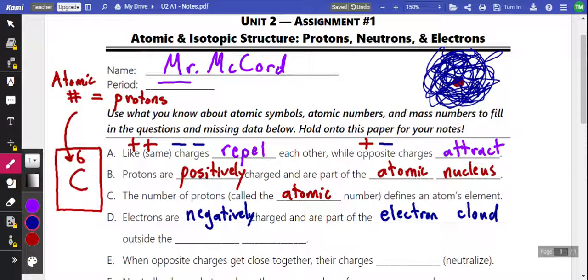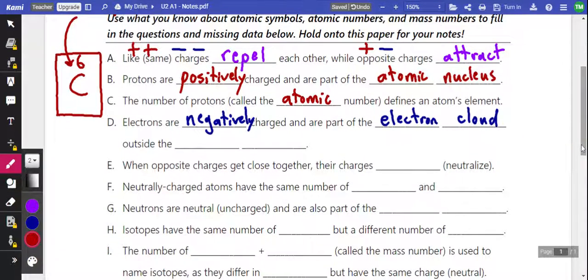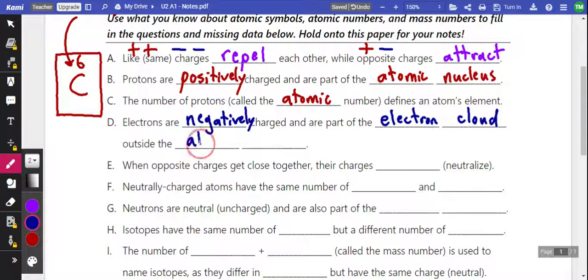So the middle is the atomic nucleus, and outside of that we call the electron cloud. Again, the electron cloud is outside the atomic nucleus. Now opposites attract. So when they get near each other, they're going to keep getting nearer and nearer. They attract closer and closer to each other.